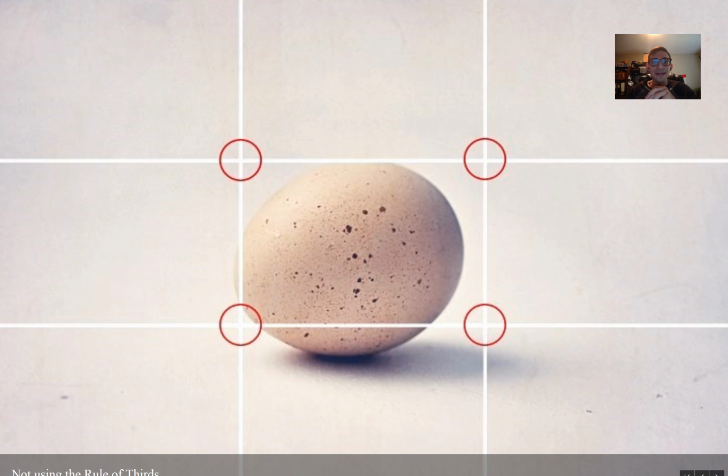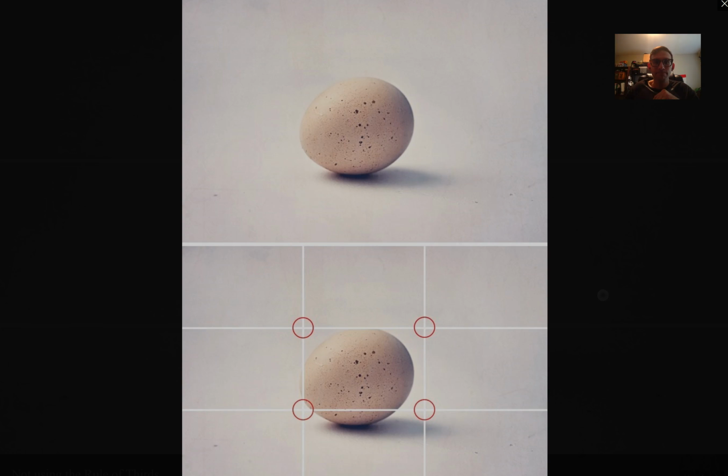Here's a photo not using the rule of thirds, right? The egg is right in the center of the photo. If you look at the top image, yeah, it's a good product photo if you just want to know about the egg.